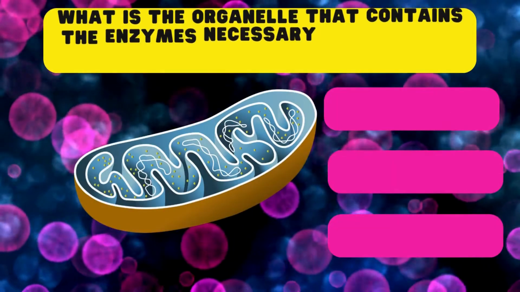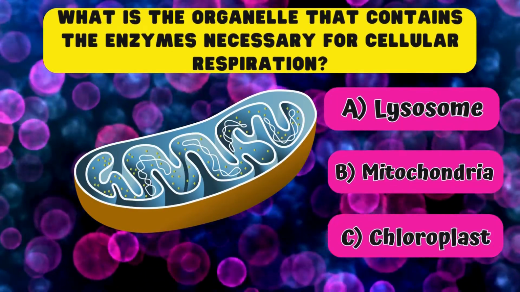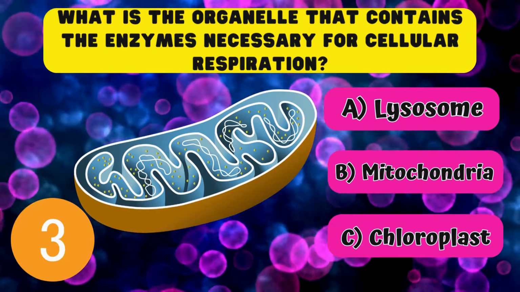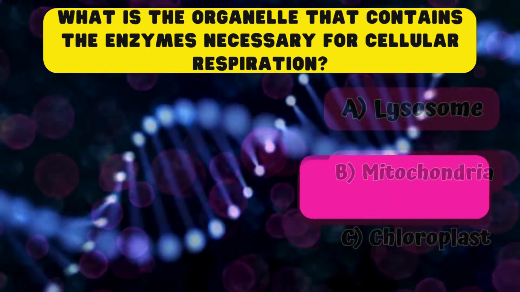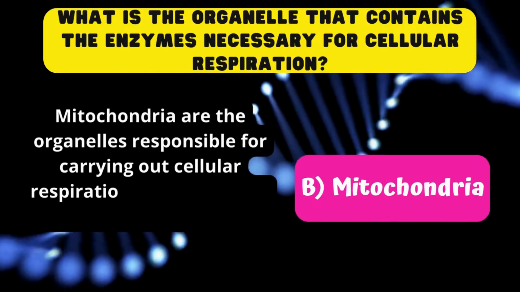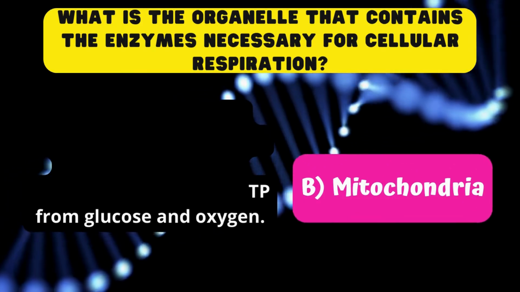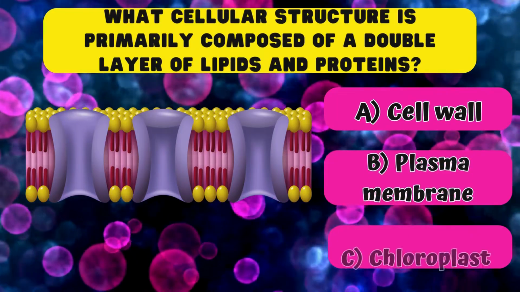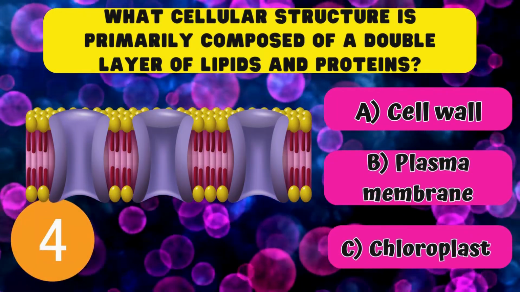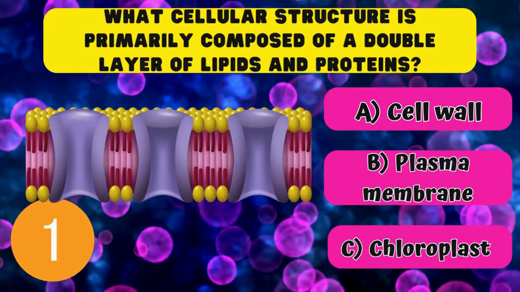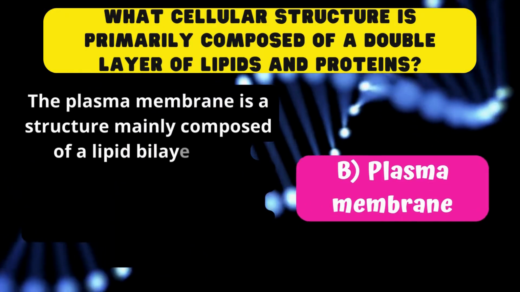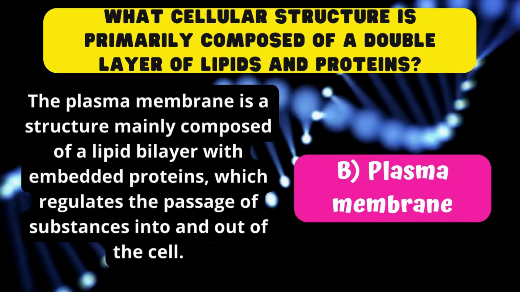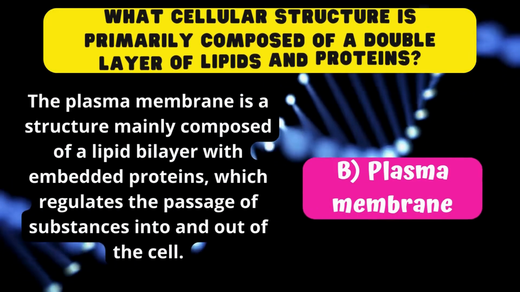What is the organelle that contains the enzymes necessary for cellular respiration? Mitochondria are the organelles responsible for carrying out cellular respiration, producing ADP from glucose and oxygen. What cellular structure is primarily composed of a double layer of lipids and proteins? The plasma membrane is a structure mainly composed of a lipid bilayer with embedded proteins, which regulates the passage of substances into and out of the cell.